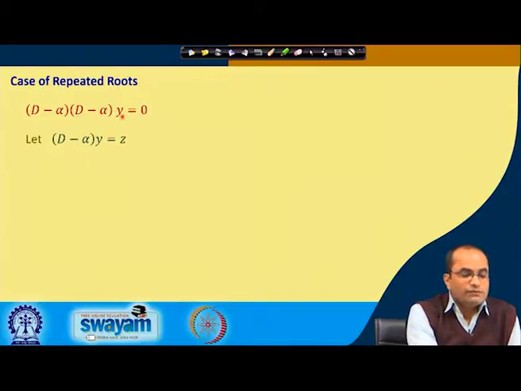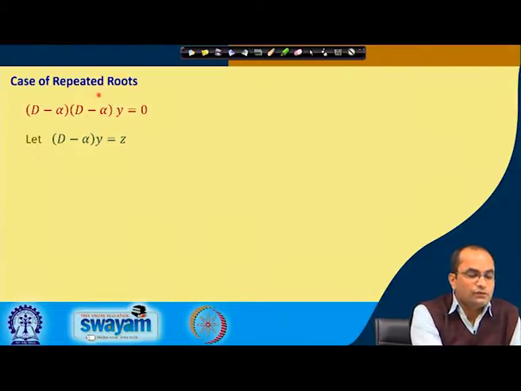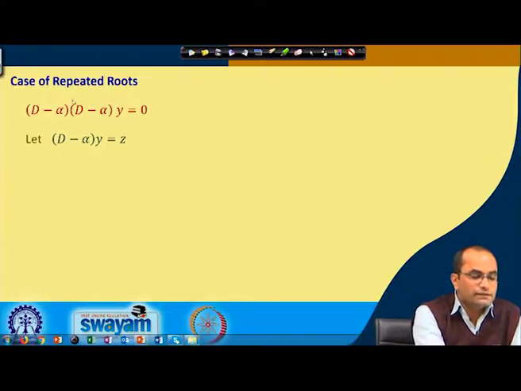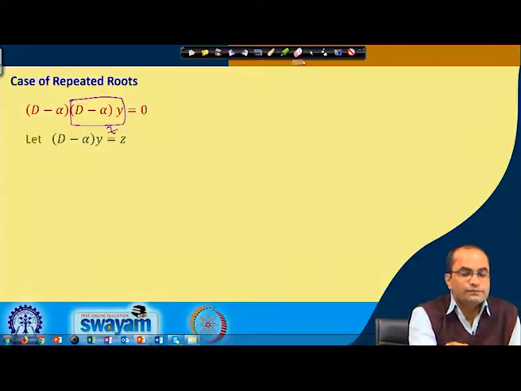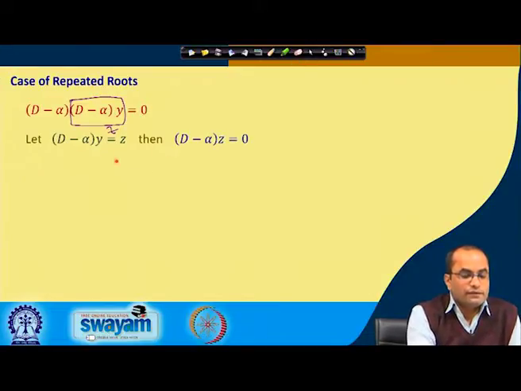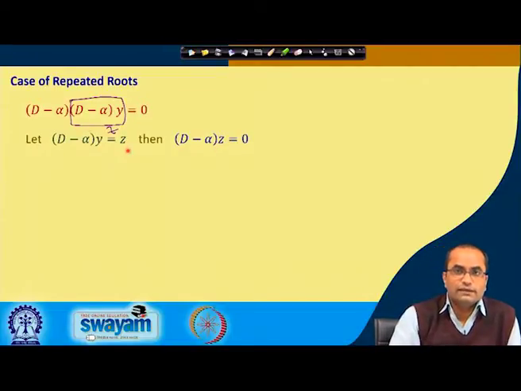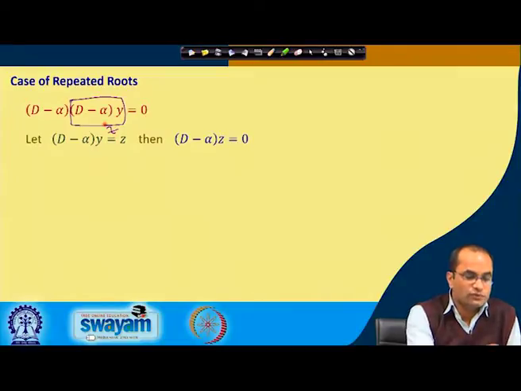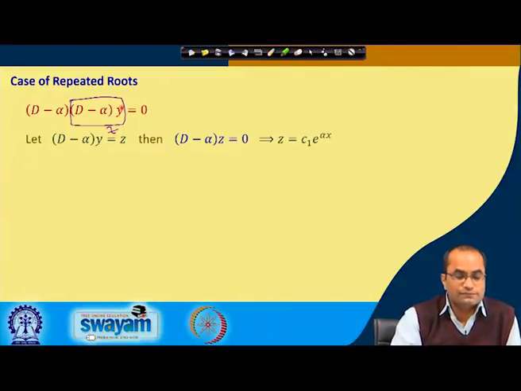We treat d minus alpha y as z, and with this the given equation becomes d minus alpha operator on z is equal to 0. We can solve this first for z, and once we have z, then we can solve for y. In that way we will get the solution y of the given differential equation.